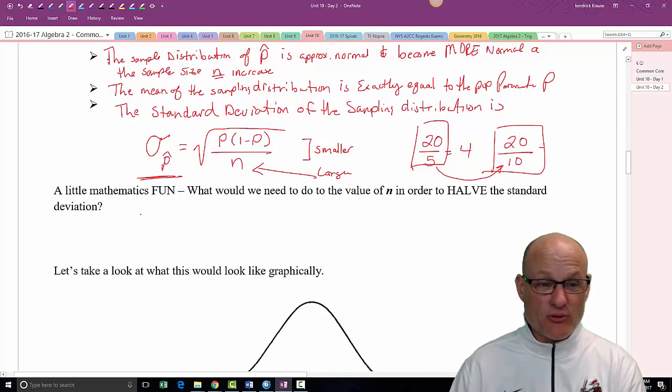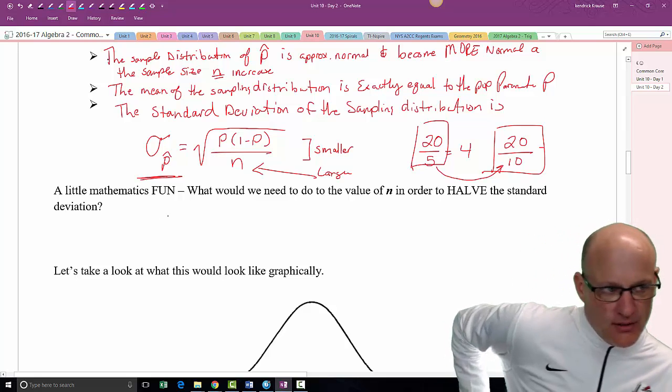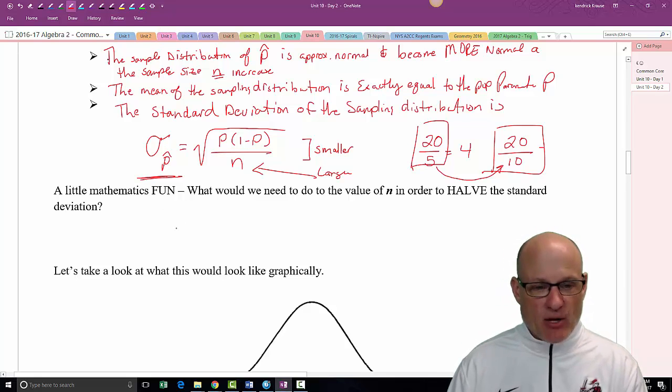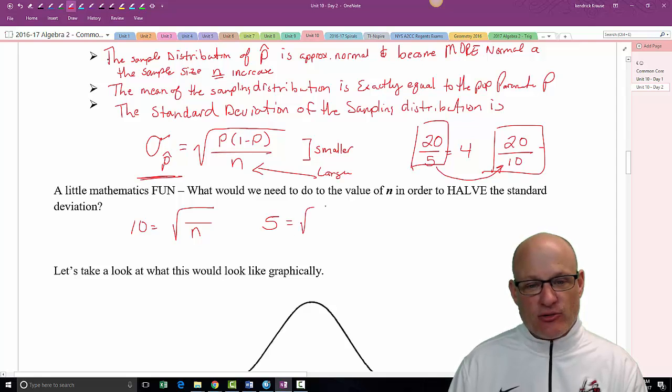What would I have to do with square roots? Let's say I start, I don't know if 20 is such a good example. I'm trying to think of a good number. It doesn't matter what the numerator is, but I want my standard deviation to go in half. So I want this to go from 10 to 5. Well, what am I going to have to divide by? What am I going to have to do to n in order to get my standard deviation to go down to half? Well, I want to cut it in half, which means what do I have to do to this n value? Does anybody know?